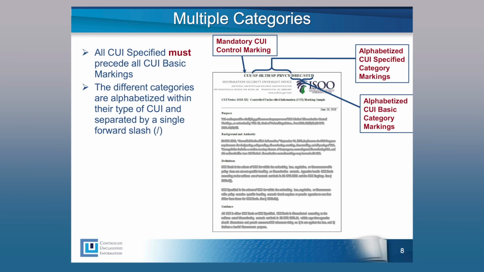In the example on the screen, the document contains two categories of CUI Specified, Health Information and General Privacy Information, which have been alphabetized and placed after the control marking. The document also has two categories of CUI Basic, Death Records Information and Student Records Information, which were alphabetized among themselves and placed after the CUI Specified markings.